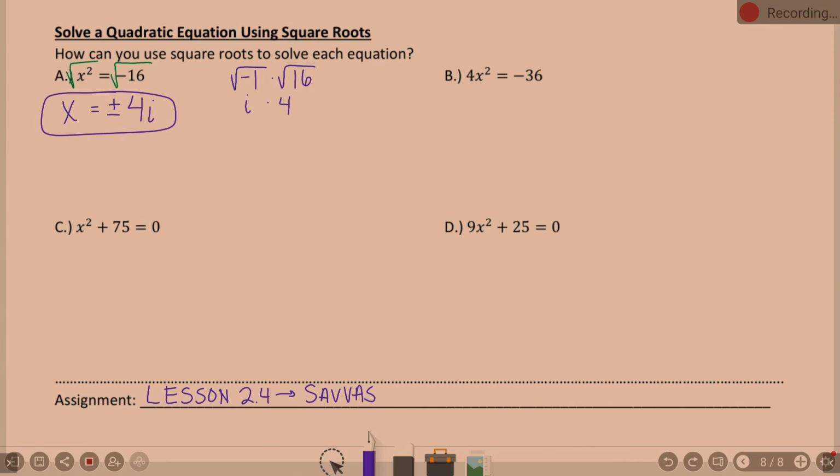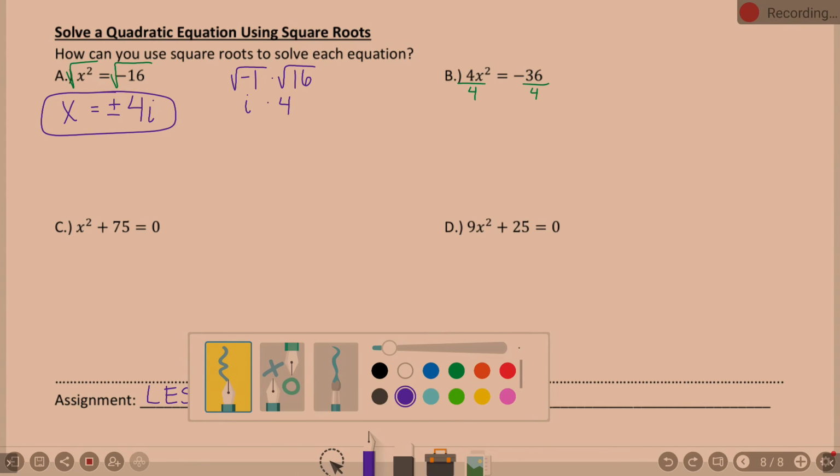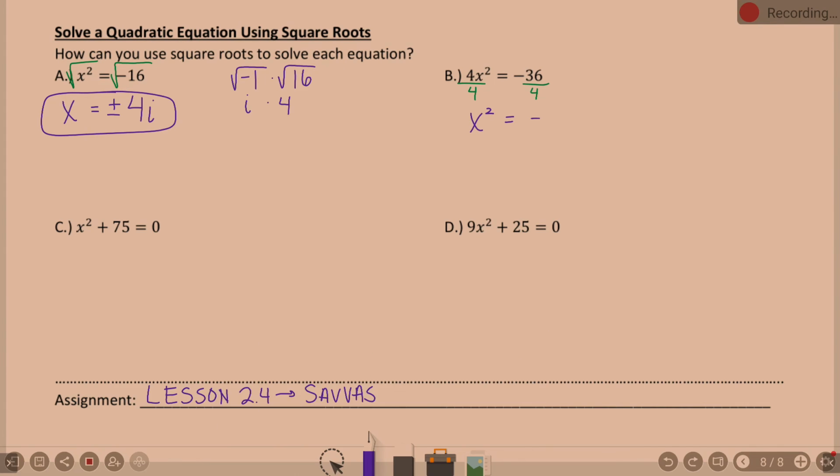Now, B, 4x squared equals negative 36. What should I do first? You wouldn't have to here, but it'd be advisable. Is the x squared by itself? No. How can I get x squared by itself? If it's 4 times x squared, we can divide both sides by 4. So then I'm going to have the equation x squared equals negative 9.